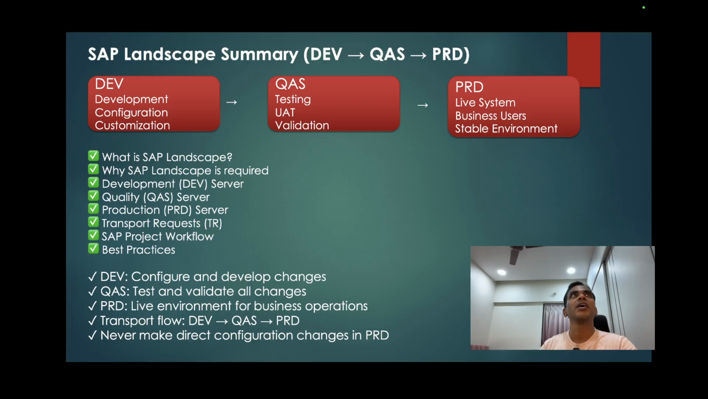Most freshers have doubts, so this is a very important topic, and always remember it for the interview. If you are going for an interview, anyone can ask questions about the landscape you worked with earlier, and you have to explain how it works and what the SAP landscape is. So make sure of this. This is a valuable session for you.